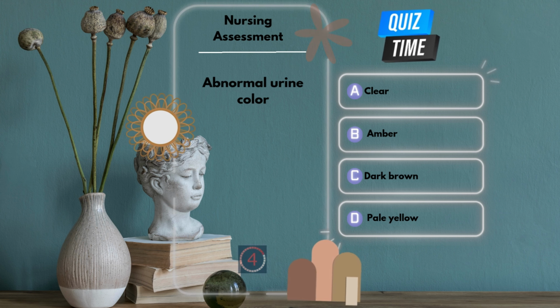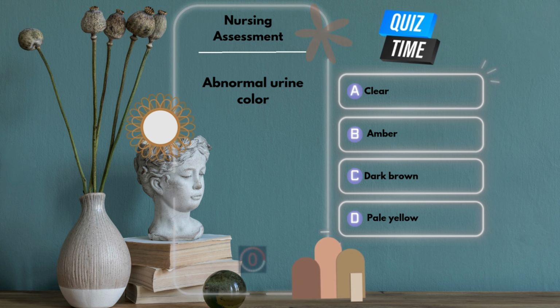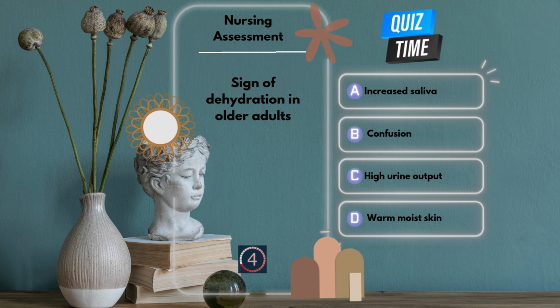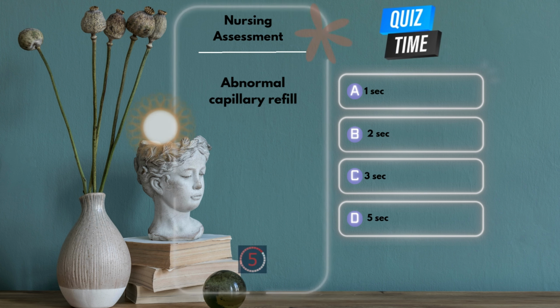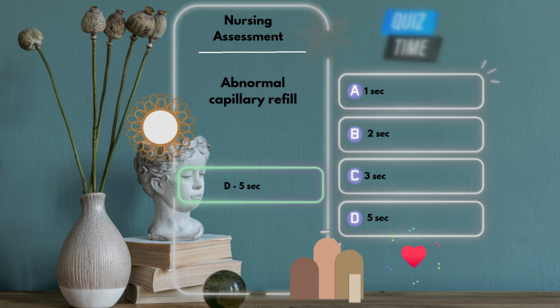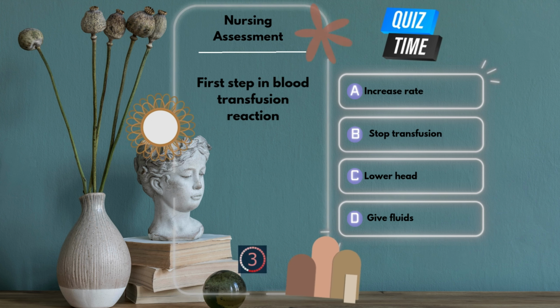Abnormal urine color. Sign of dehydration in older adults. Abnormal capillary refill. First step in blood transfusion reaction.